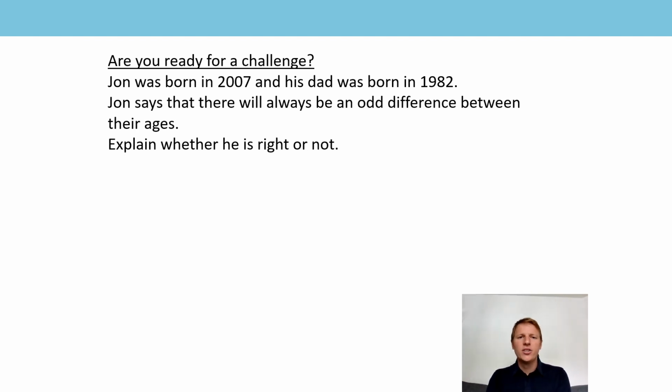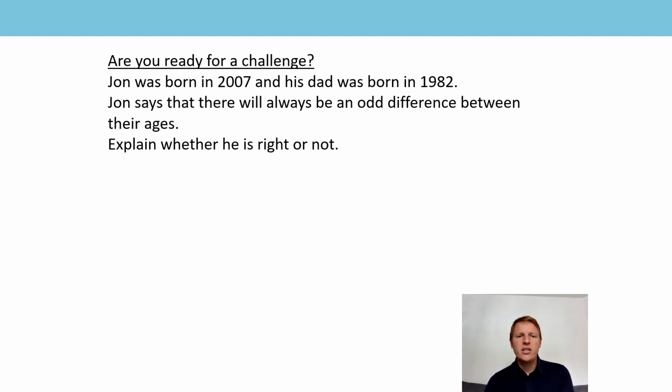Okay, now the challenge was quite challenging. Let me read it to you. John was born in 2007 and his dad was born in 1982. John says that there will always be an odd difference between their ages. Explain whether he is right or not.